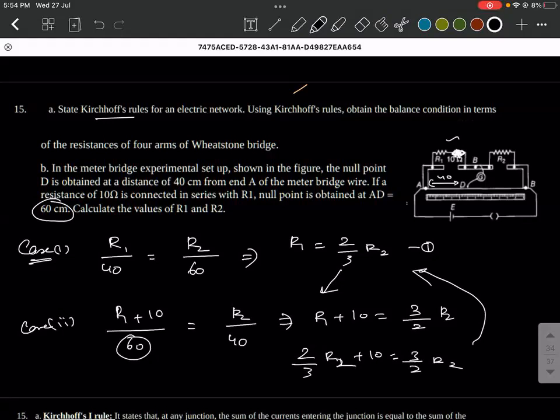I hope it's clear. Shall I proceed? Calculation part leaves some gap.